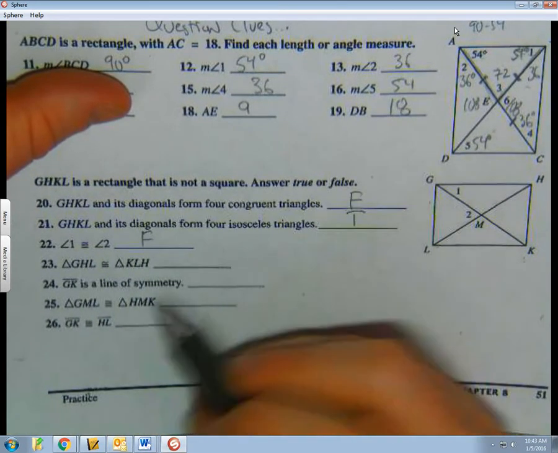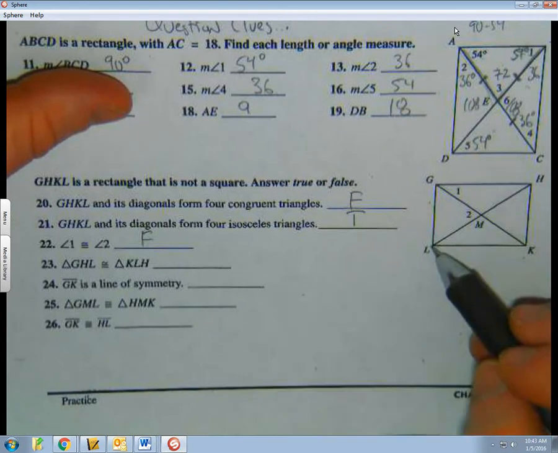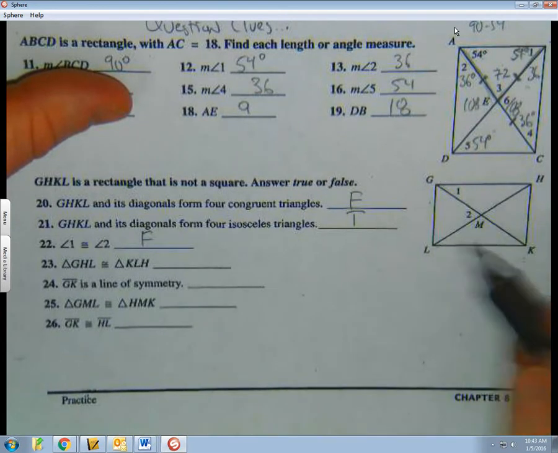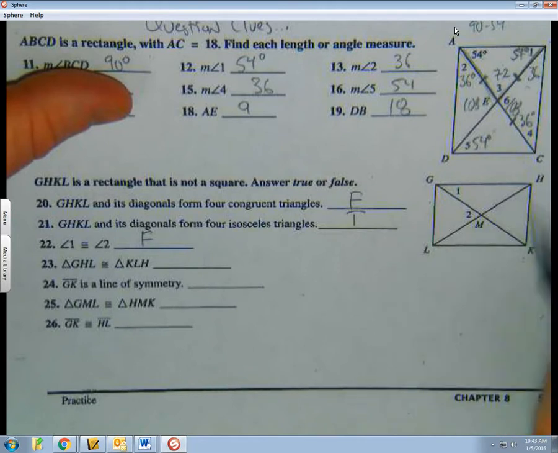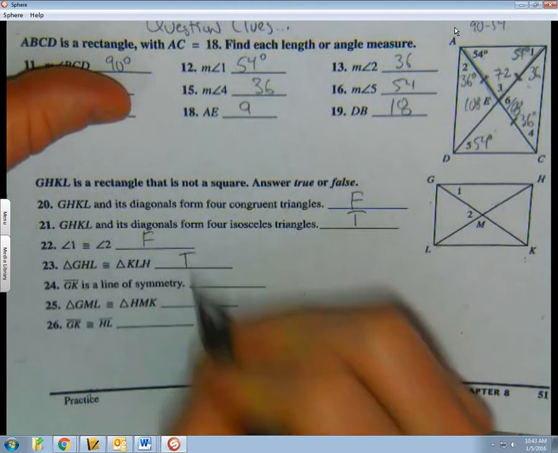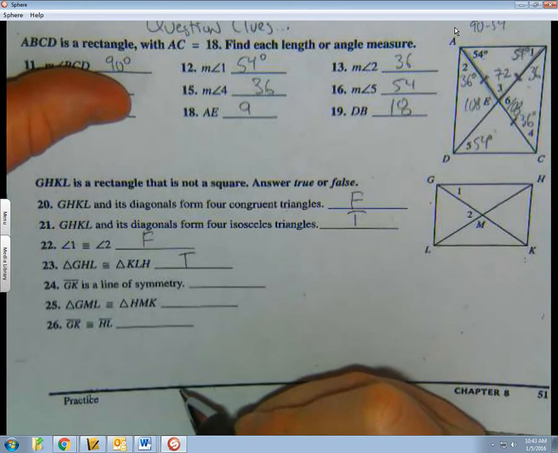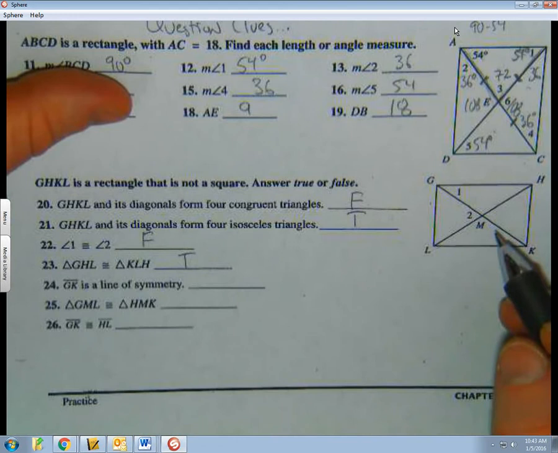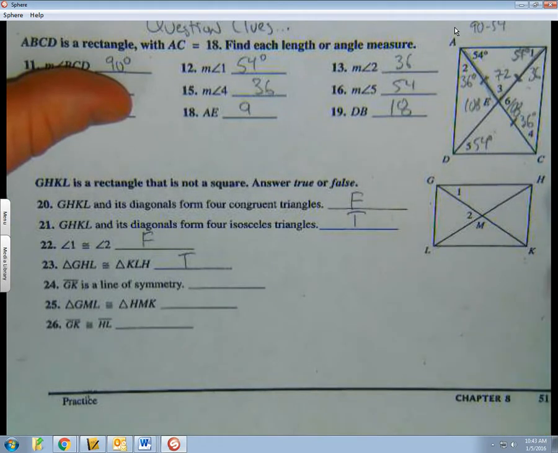Now GHL is this triangle, and KLH are those 2 triangles. To me, you're just cutting a rectangle in half, so the 2 triangles are going to be the same. I'm pretty comfortable with true. GK being a line of symmetry means I can fold it, and I don't think so. And again, I'm going to reference this one. If I folded it on that, I don't think it's going to match up perfectly. So I'm going to go false with that.